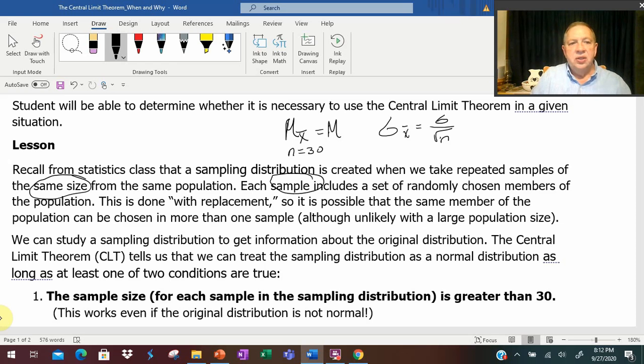This is done with replacement. We have to be careful that we don't have a population so small that taking a random sample would be problematic. It needs to be done with replacement so it's independent. So it is possible that the same member of the population can be chosen in more than one sample, although unlikely with a large population size. If it was small enough, I can't do it without replacement.